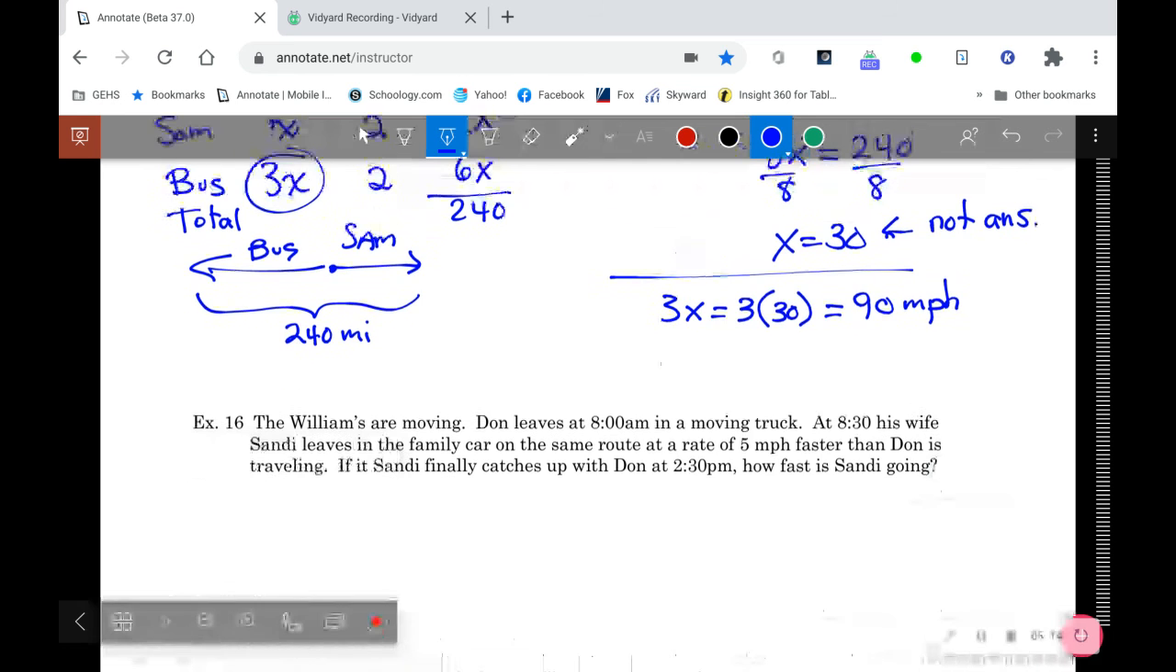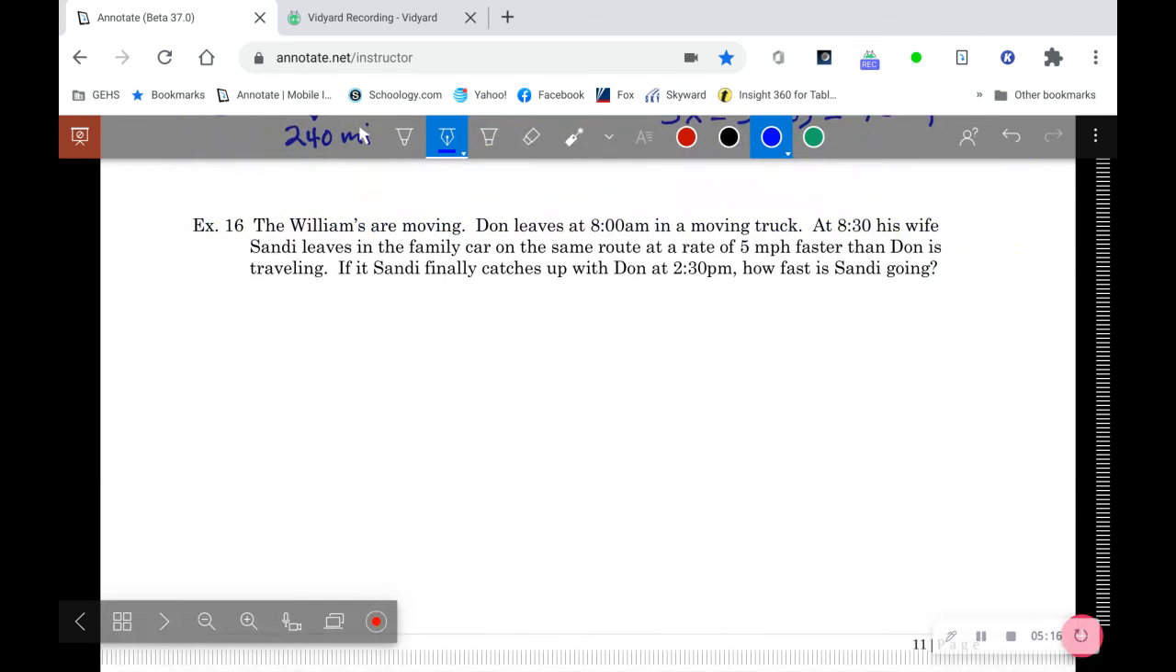He's booking. All right, so the Williams are moving. There's Don, who leaves at 8 a.m. in a moving truck, and then half an hour later, his wife leaves in the family car. They're going on the same road, and Sandy, who leaves a little later, is going a little faster. So she'll eventually catch up with Don. She does at 2:30. So how fast is Sandy going is the question.